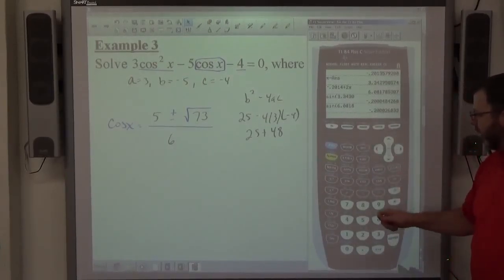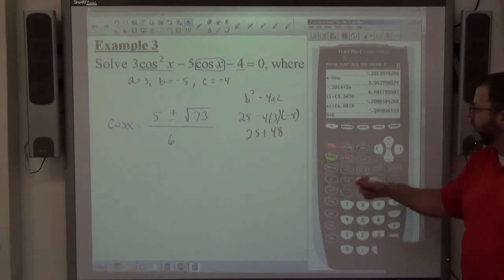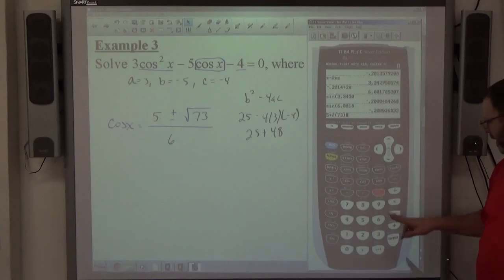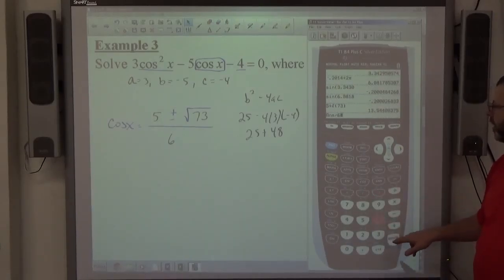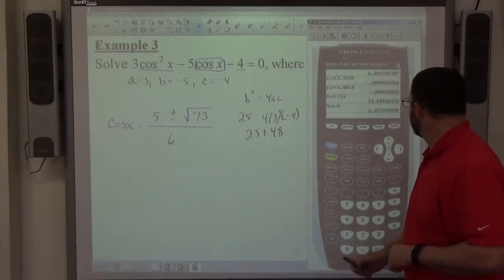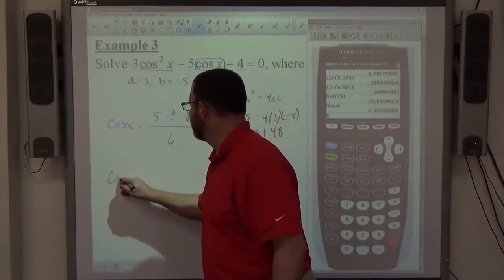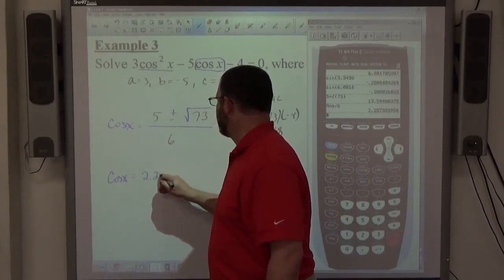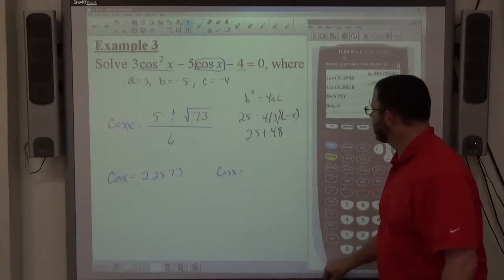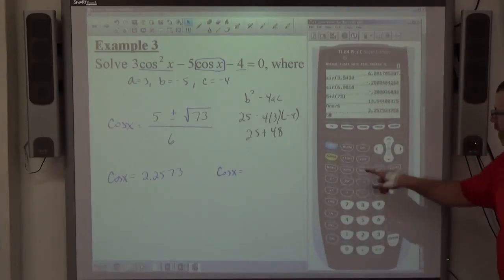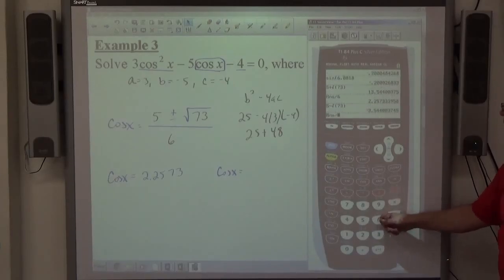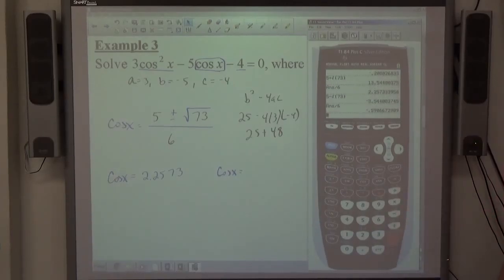If I figure out what that thing equals, 5 plus the square root of 73, that's the top. Hit equals, and then divided by 6, equals again. The other option is to put parentheses around it and then divide the whole thing by 6. 2.2573. So cosine of x equals 2.2573. And then cosine of x equals, if I do that same thing subtracting, 5 minus the square root of 73, in parentheses, equals, divided by 6, equals, negative 0.5907.